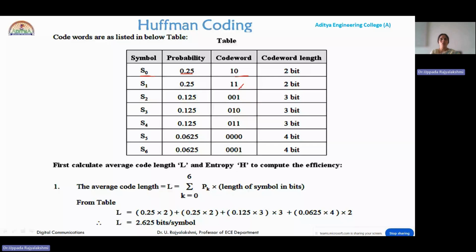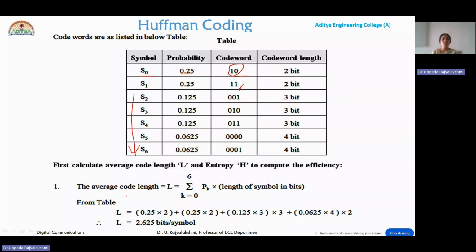Like that you will represent all the code words for 7 symbols. And in the next column, we will write the code word length. This is the same procedure as the Shannon coding procedure. If you observe S0, it has 2 bits, 1 and 0. So that's why the length is 2. And similarly for S1, the length is nothing but the number of bits available in the code word, so it is 2. For S2, it is 3. S3 also 3. S4 also 3. S5 and S6, it is 4.